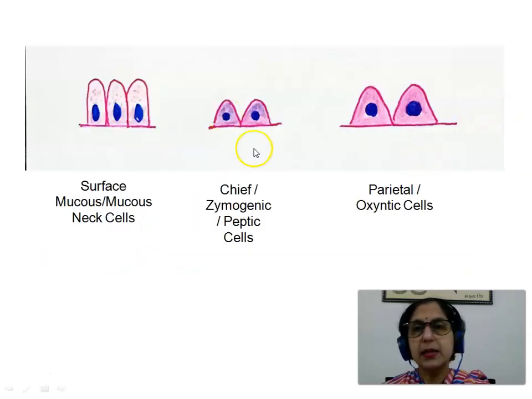Here we see a hand-drawn picture showing us the parietal or the oxyntic cells, large triangular cells with a spherical nucleus in the center, and the cytoplasm stains pink or is strongly acidic in nature.